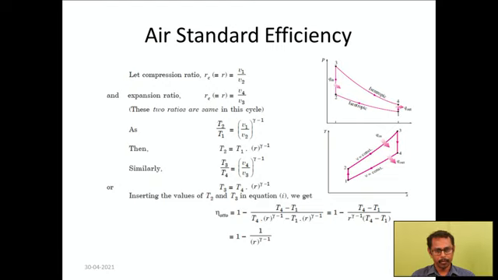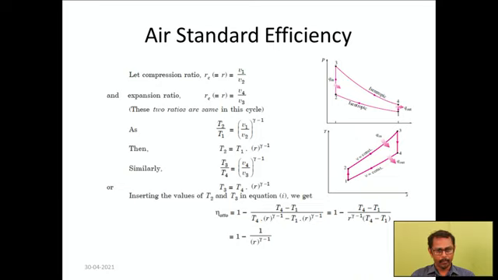Similarly, we have to write the temperature and volume relationship for the expansion process. So for the process 3 to 4, we can write this equation, T3 by T4 equal to (V4 by V3) power gamma minus 1. So from this equation we will be able to find T3 equal to T4 into r power gamma minus 1. So in this case we moved T4 to the right hand side.